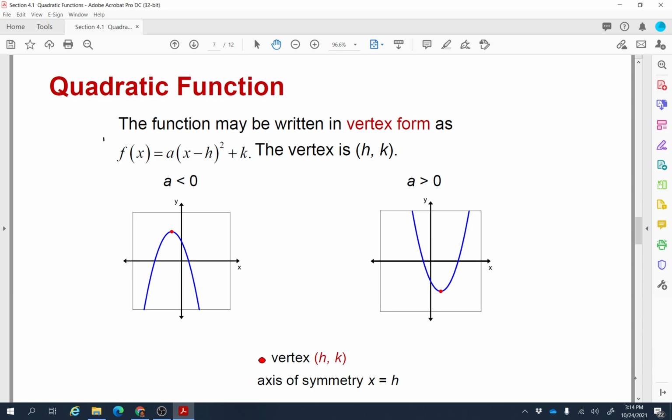Sometimes a quadratic function may appear in this form, which is called vertex form. Let's say your quadratic function is in this form, a times (x minus h) squared plus k. This is also a quadratic function, and the vertex is h comma k. h comes from here, so in front of h there should be a negative sign. If there is a positive sign, then the h value would be negative, and k comes from this number. So h comma k gives you the vertex in this form, and x equals h is the axis of symmetry.